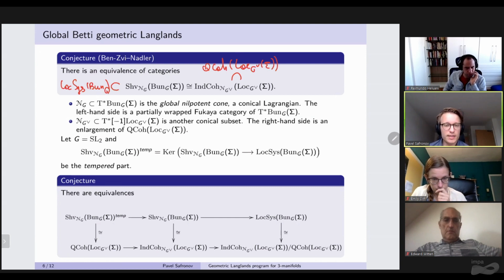The right-hand side might be more familiar to some of you because it has previously appeared in the works of Arinkin and Gaitsgory when they were defining a precise version of what's called the geometric Langlands correspondence. This is the version where on the left-hand side, instead of talking about sheaves or local systems, you talk about D-modules, or if you like, vector bundles with a flat connection.